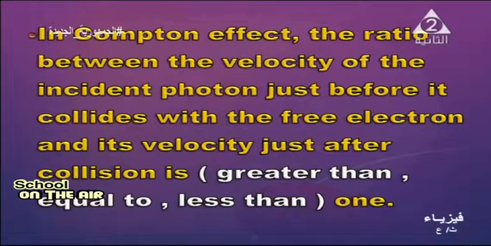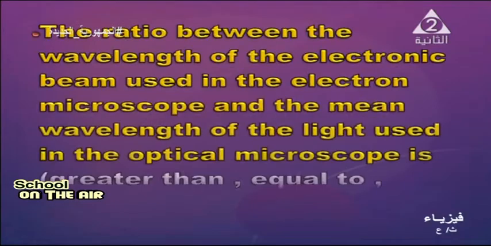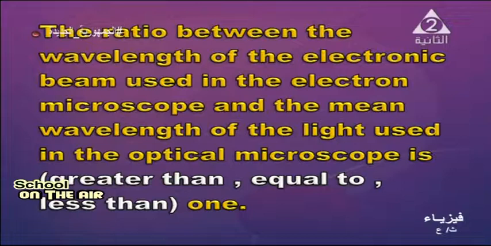In the Compton effect, what is the ratio between the velocity of the incident photon just before it collides with the free electron and its velocity just after collision? Velocity after collision, it is equal to 1, and I said it before. And the ratio between the wavelength of the electronic beam used in the electron microscope and the mean wavelength of the light used in the optical microscope, is it greater, equal, or less than 1? Of course, it is less than 1.